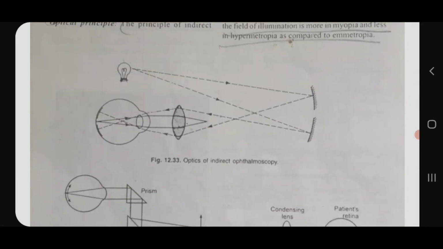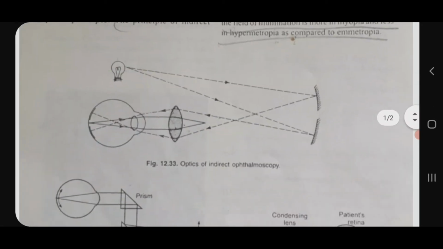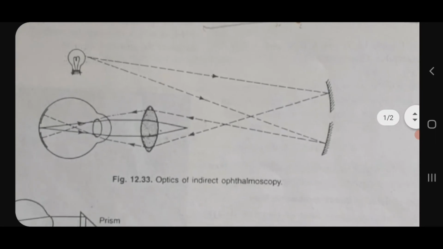Let's come to the optics. You can see in this diagram what is happening. Light from the illuminated source is falling on a mirror, getting reflected and falling on the convex lens. We use a convex lens of around plus 20 diopter. This lens is actually making the patient's eye highly myopic, right?